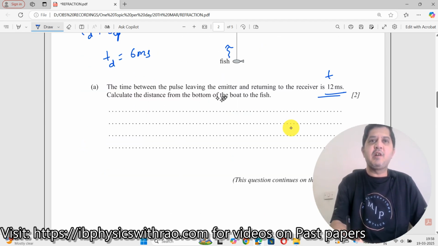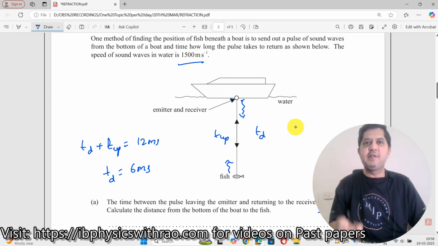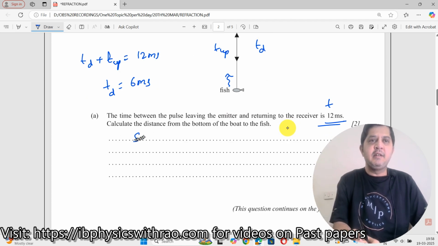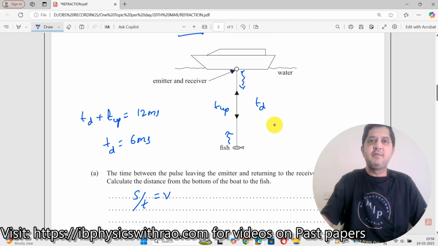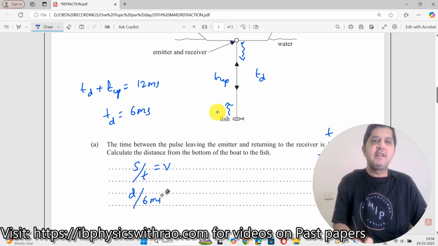Calculate the distance from the bottom of the boat to the fish. Here we assume that the waves are traveling with uniform velocity. When we say traveling with uniform velocity, what equation of motion can you apply? You can say distance by time is equal to velocity, right? So what is the distance? Distance is nothing but the depth from here to here. So we need to find distance divided by time taken. What is time taken? 6 milliseconds. Distance divided by 6 milliseconds is equal to the velocity, which is 1500, already given to you.